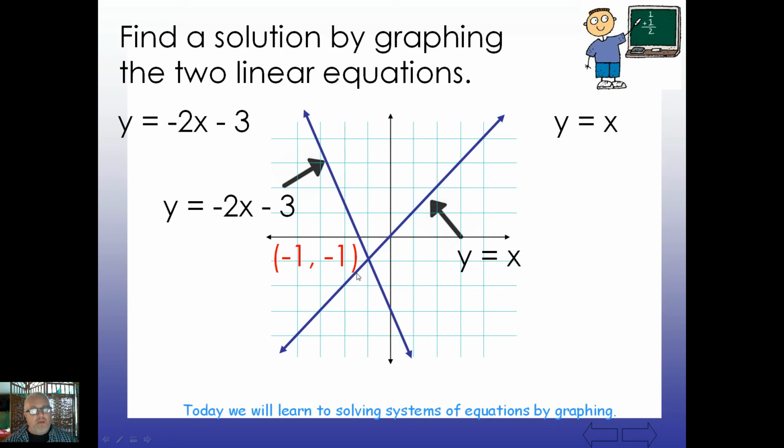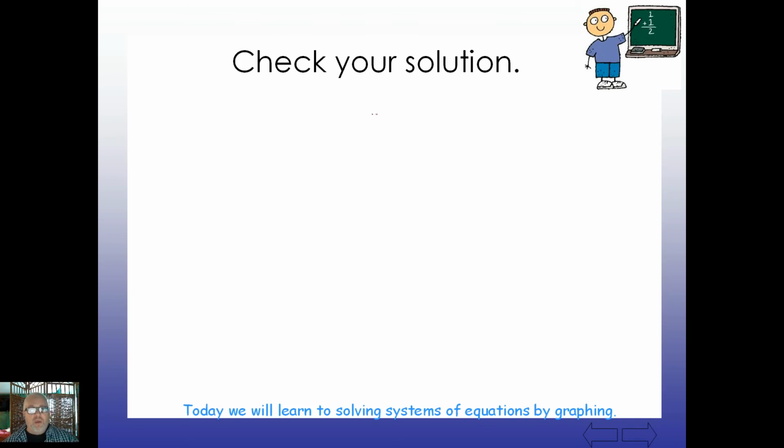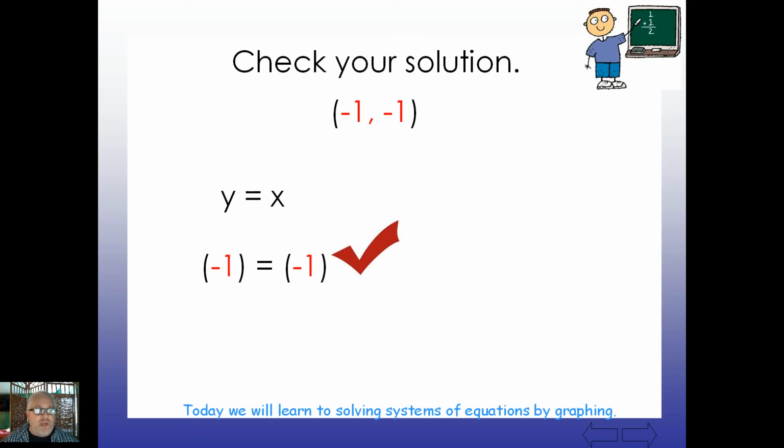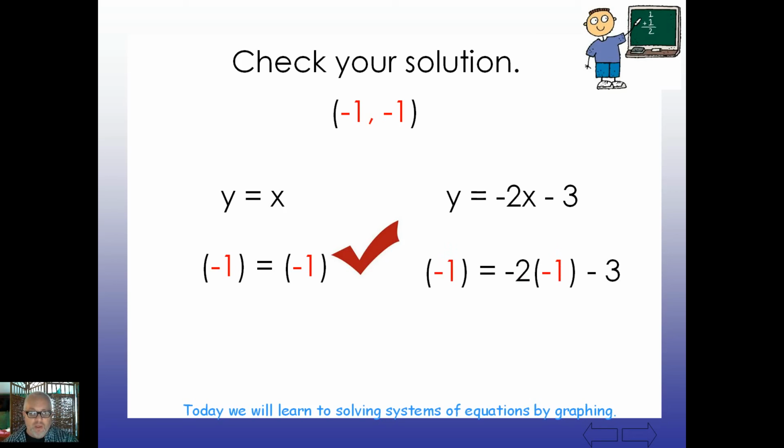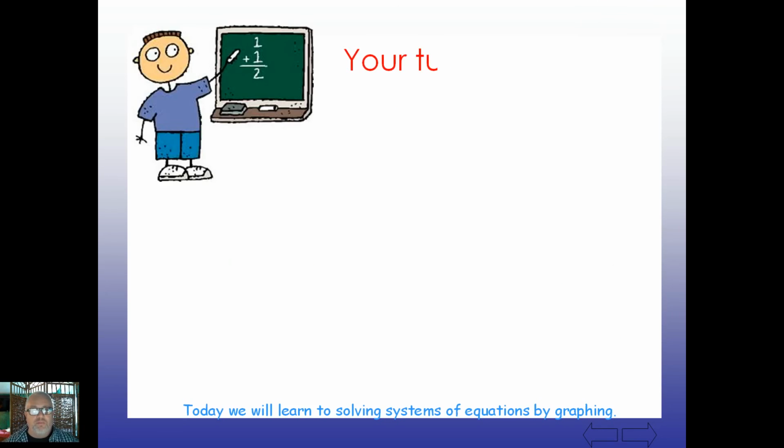It looks like they intersect at (-1, -1). So that should be the solution to the system. If we are asked to check, then we take (-1, -1) and plug them in. So let's look at y equals x first. Is it true that -1 equals -1? Obviously that's true. So it does work for one of the equations. What about the other one? Well, it should work considering we just saw it on the graph. -2 times -1, well, that's +2. 2 subtract 3 is -1, so it works for both. So (-1, -1) is a solution. It works for both of them.